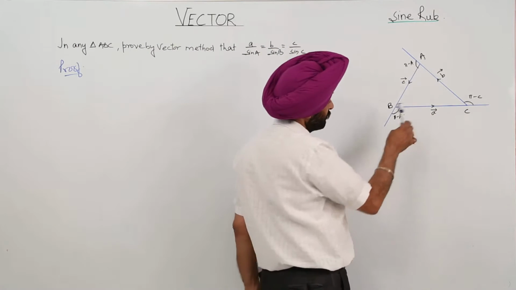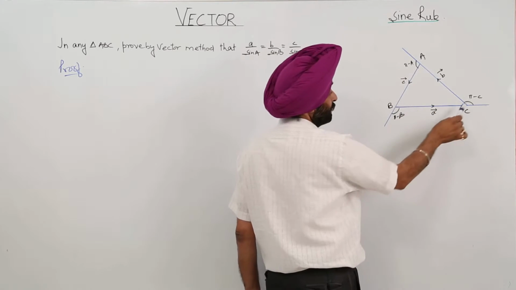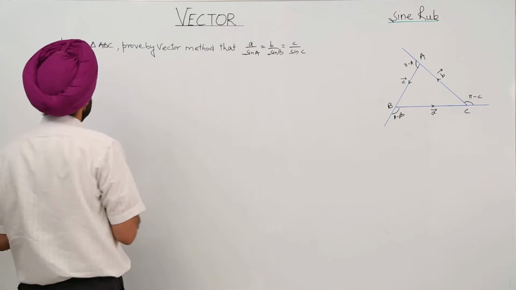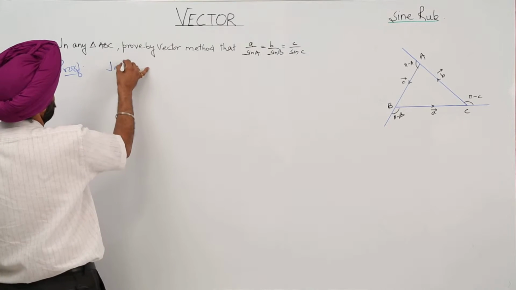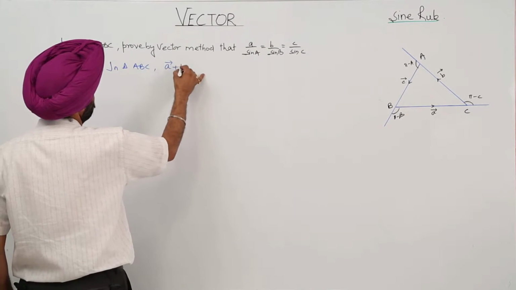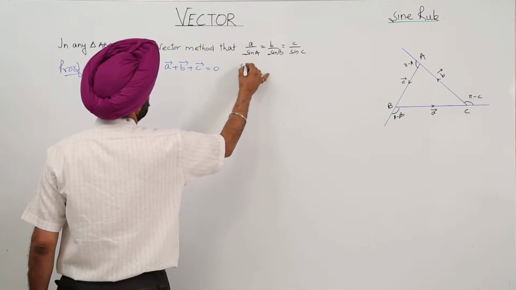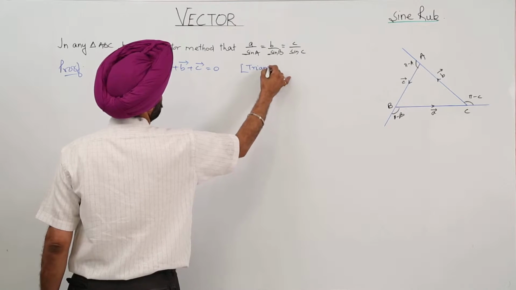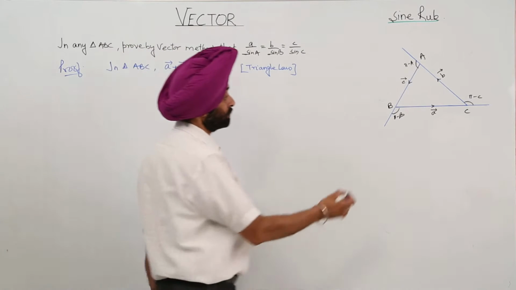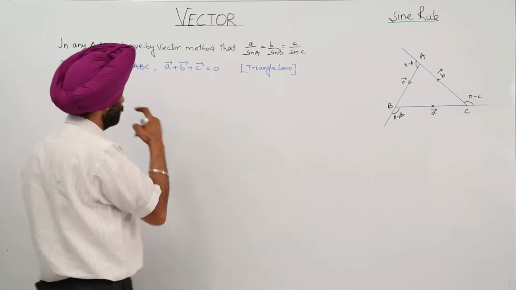ABC is a triangle with BC as vector a, CA as vector b and AB as vector c, and the exterior angles are pi minus C, pi minus A and pi minus B. Okay, so now in triangle ABC, vector a plus vector b plus vector c is equal to 0, by the triangle law. The triangle law states that you move along one side and again come back to the initial point.